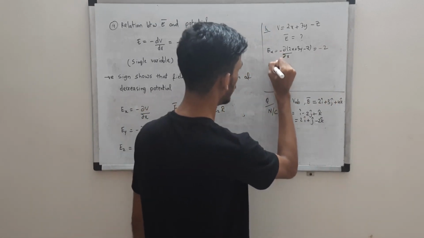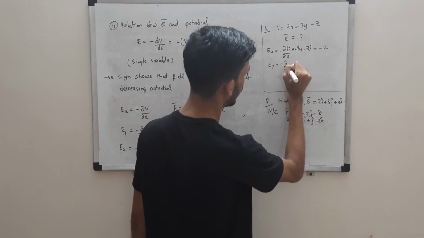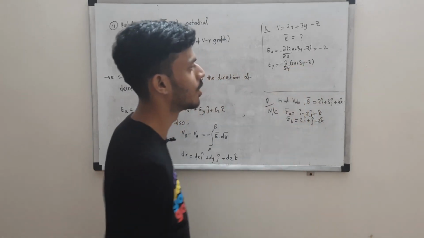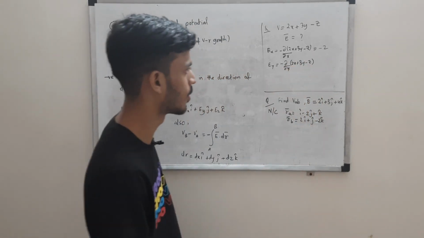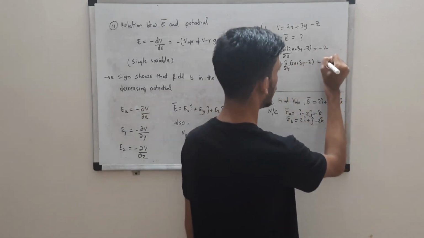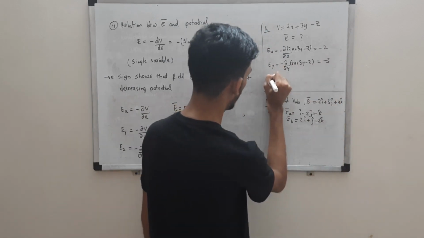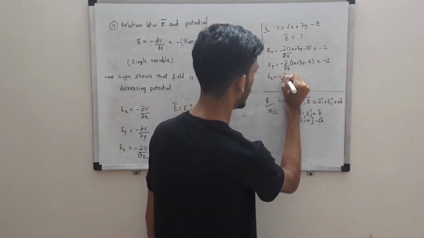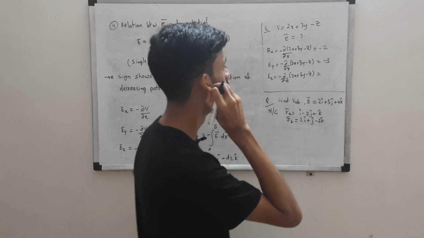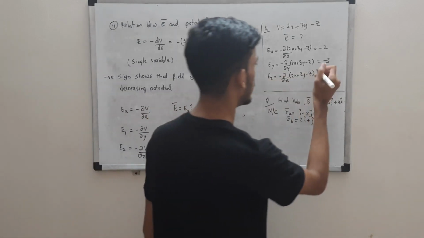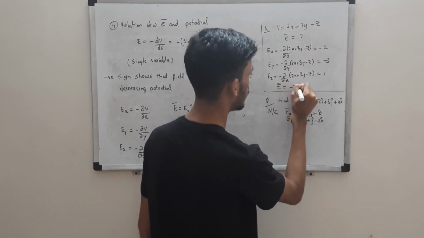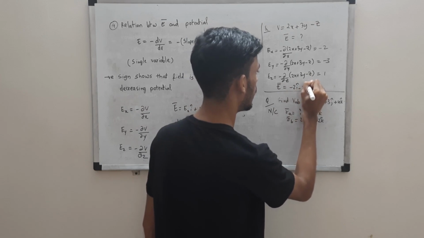Now Ey, similarly you do that: minus d by dy of 2x plus 3y minus z. Here z and x are constant, 2x is also constant, and minus z is also constant with respect to y. Y only sees y. So the derivative of 3y is 3, with this minus sign. Then Ez is minus d by dz of 2x plus 3y minus z. Here the derivative is minus 1, and this minus will make it plus. So your electric vector is Ex i cap, so minus 2 i cap minus 3 j cap plus 1 k cap.